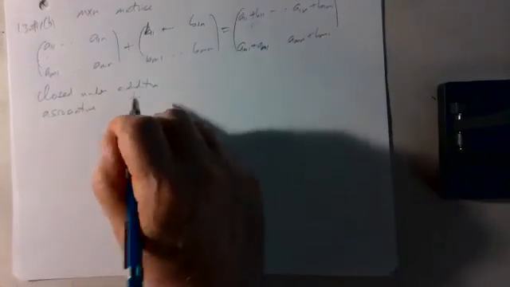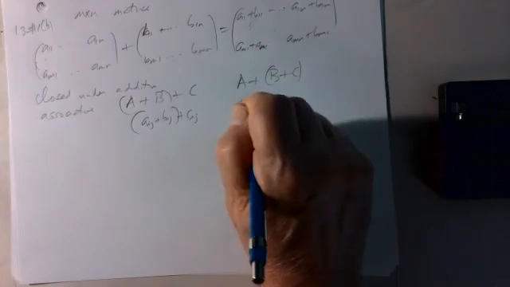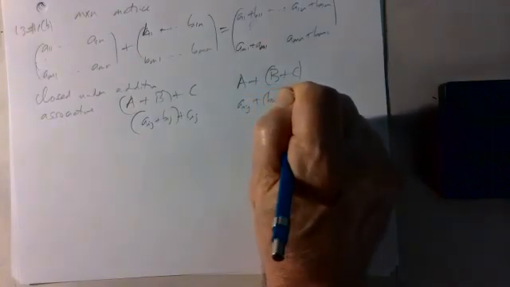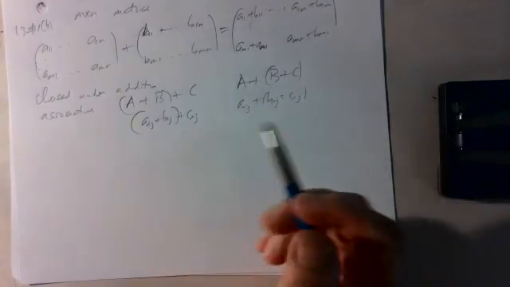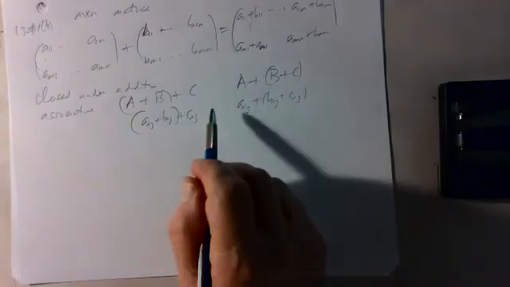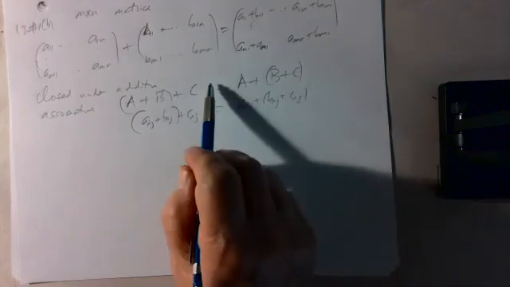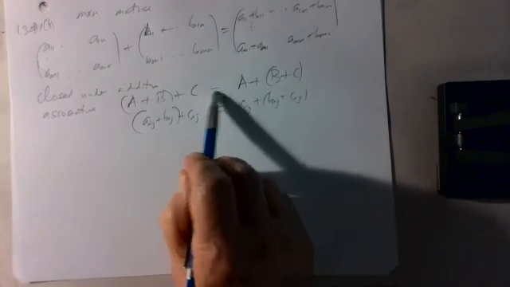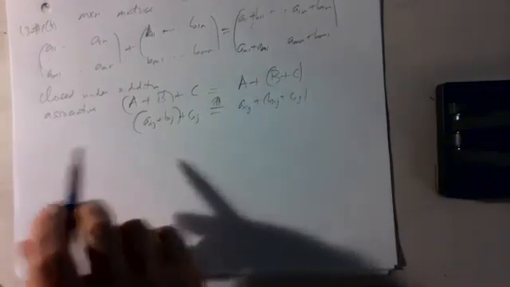Because if you look at any coordinate, suppose you're adding (A plus B) plus C, the ijth coordinate is going to be (Aij plus Bij) plus Cij. And if you compare that to A plus (B plus C), the ijth coordinate is Aij plus (Bij plus Cij). Because addition of real numbers or complex numbers is associative, these are equal. So you have the associative law for addition of matrices.